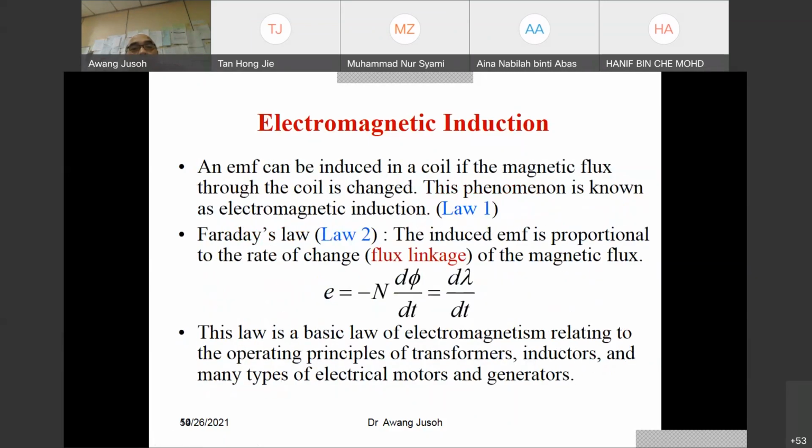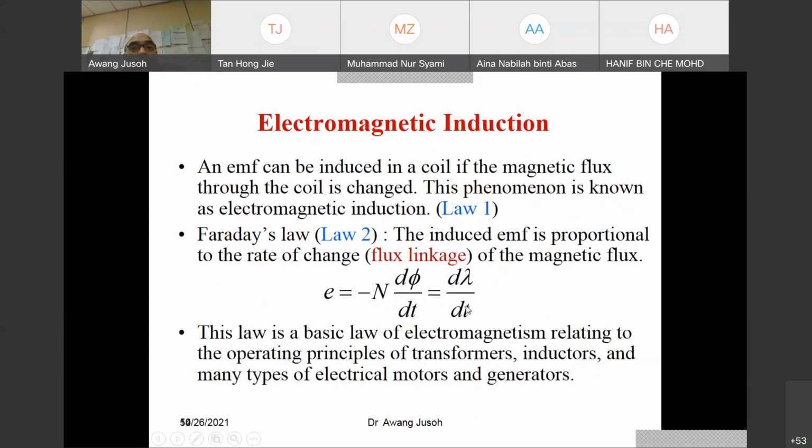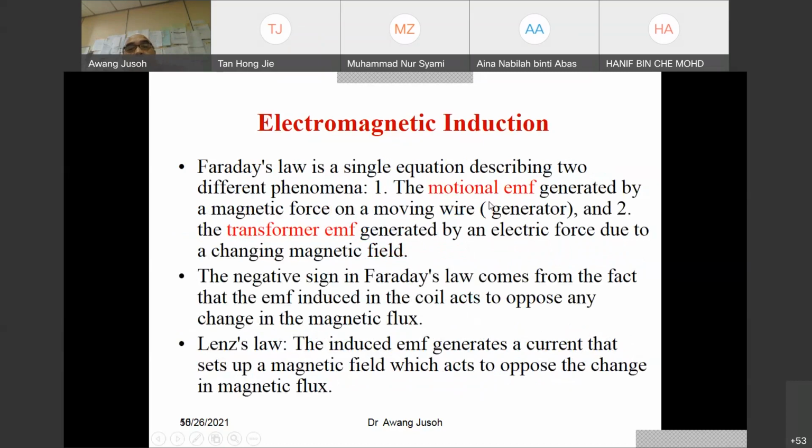So Faraday's law basically describes two different phenomena. The first one we call motional EMF. Motional EMF normally happens in the generator, like in the power station. When you move the rotor, which has conductors, or the rotor is excited so it becomes magnetic, when you move the magnet, that means the magnetic flux changes with time, and it produces voltage. That voltage you call the motional voltage, because the voltage is due to the movement of the rotor.